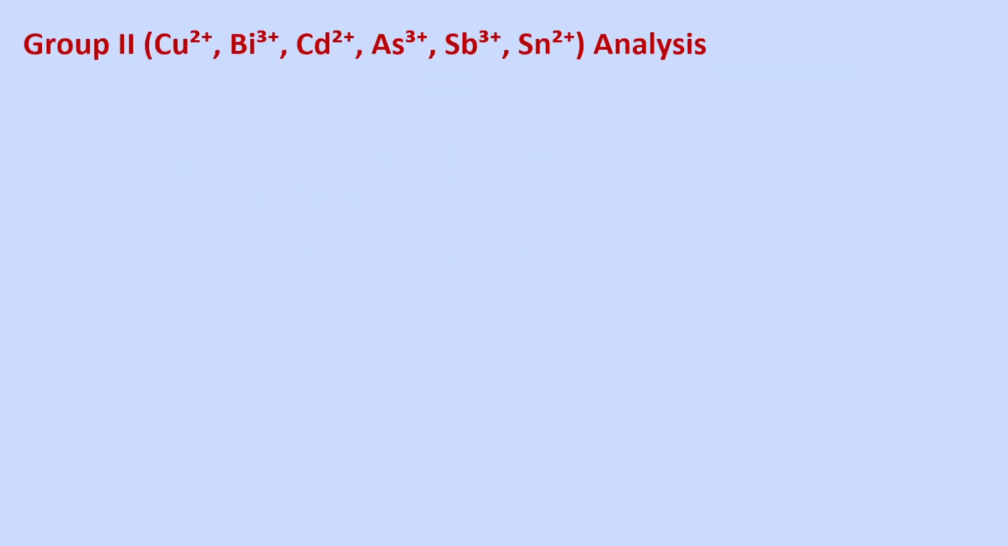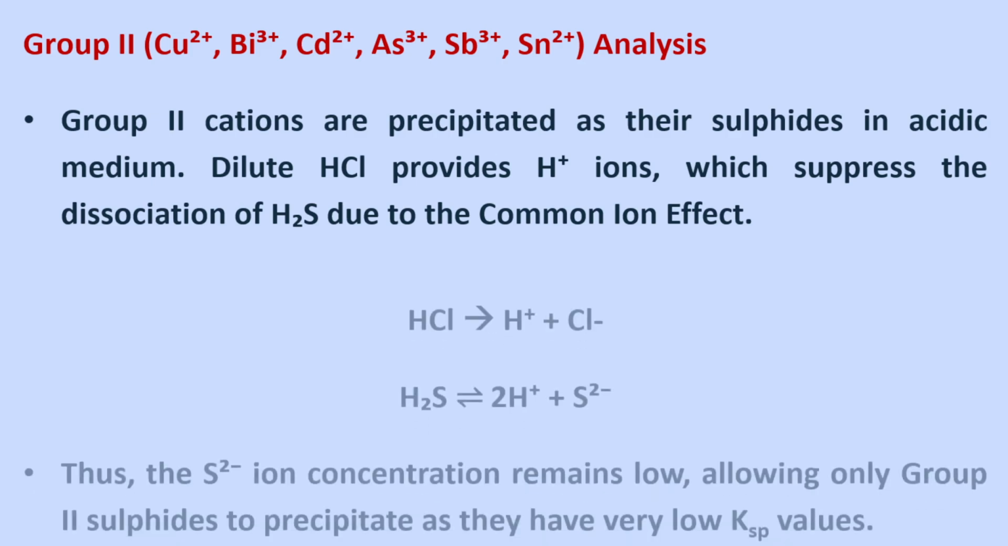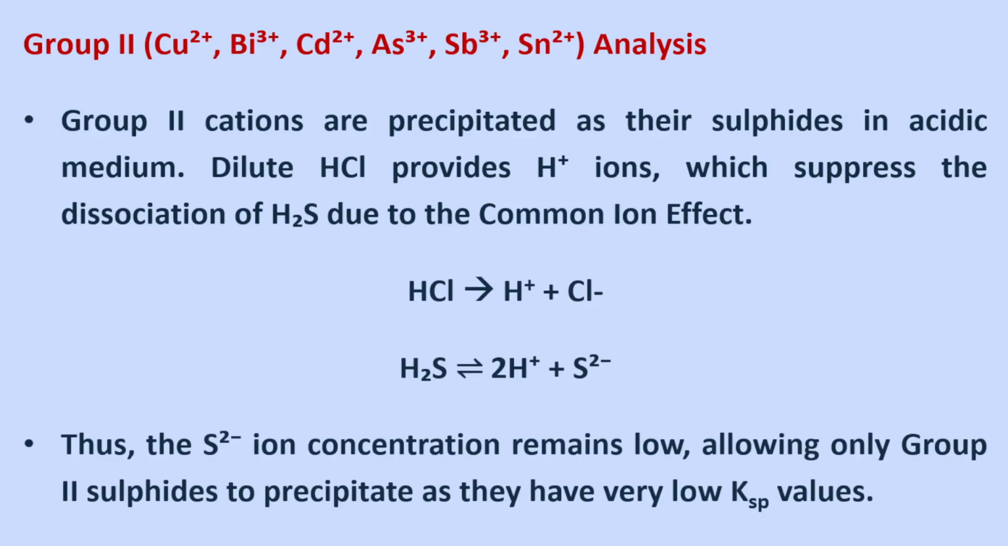Group 2. In group 2 analysis, these cations like copper, bismuth, cadmium, arsenic, antimony and tin are detected by precipitating them as sulfides. We use dilute HCl to create an acidic medium, which plays a very important role. HCl dissociates into H plus ion and chloride ion. Now H2S gas is passed through the solution, but H2S is a weak acid, and in water it dissociates as H2S along with 2H plus ion and sulfide ion.